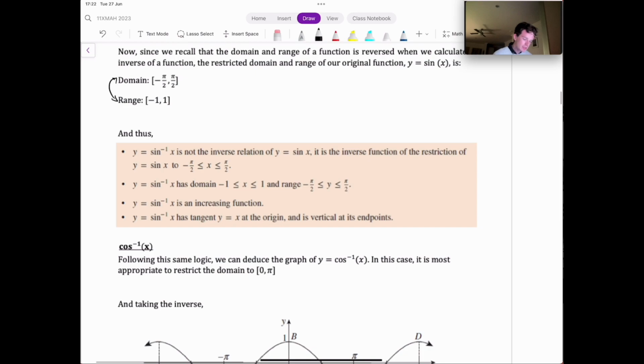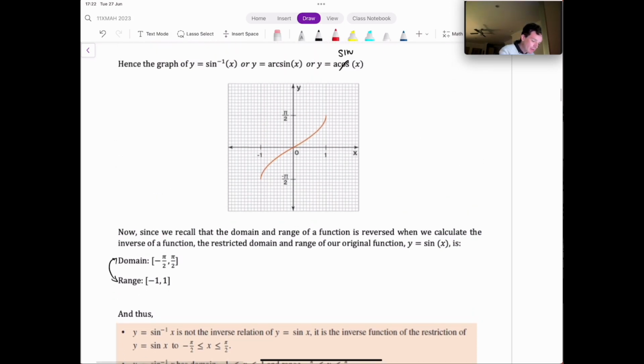So a few different properties of sine inverse of x. Sine inverse of x is not an inverse relation of y equals x. It's the inverse relation of the restriction of sine of x to minus pi on 2 to pi on 2. Sine inverse of x has a domain of minus 1 to 1 and a range of minus pi on 2 to pi on 2. It's an increasing function, and it also is tangent to y is equal to x at the origin, and is vertical at its endpoint. So this graph, importantly, does not keep going forever and ever. So we don't put arrows on the end of this graph. It stops at the restriction of its domain.